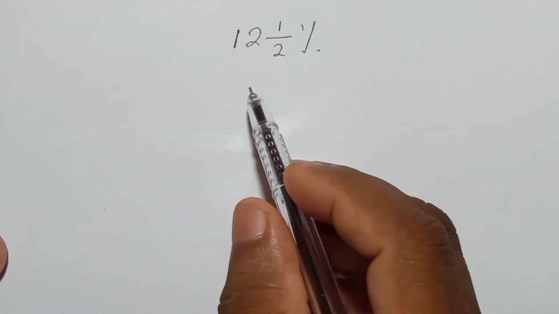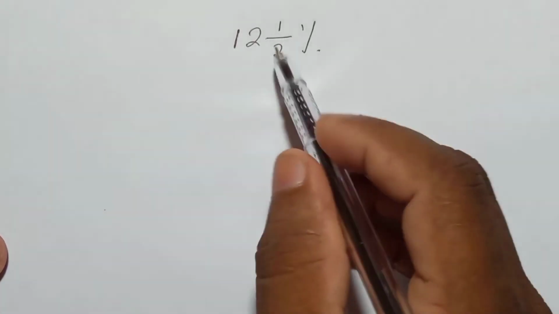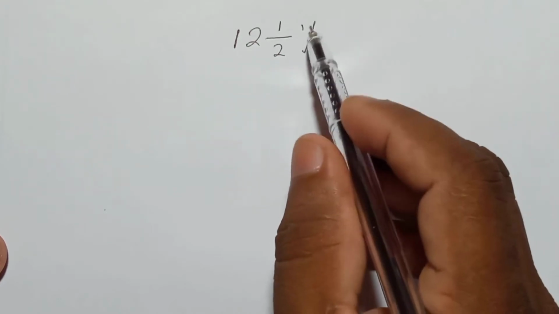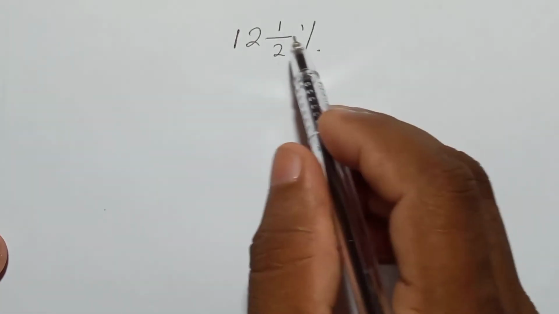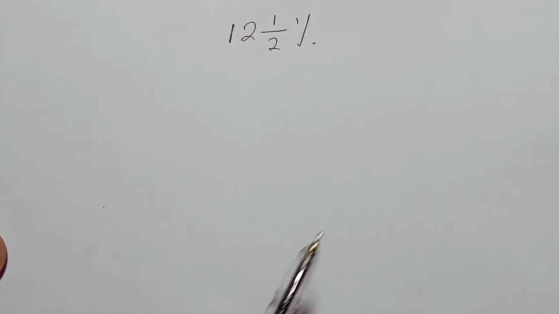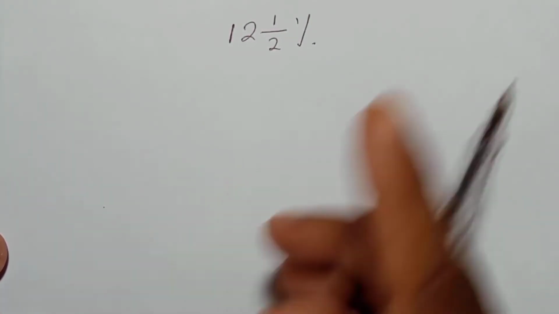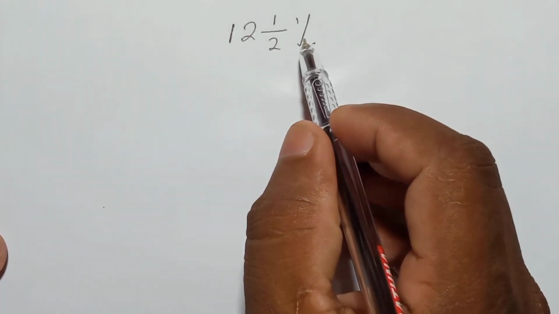Now here we need to make this a fraction, right? Already this is a mixed number and this is a percentage sign. So we need to make this a fraction, but in simplest form. That's the thing. Okay, now here the percentage sign is very important.